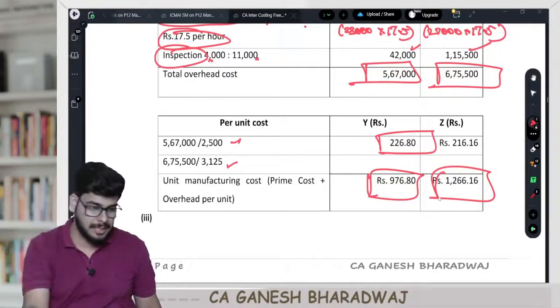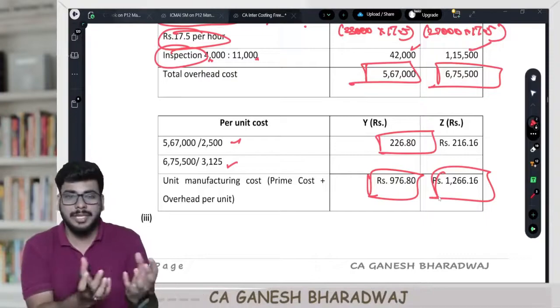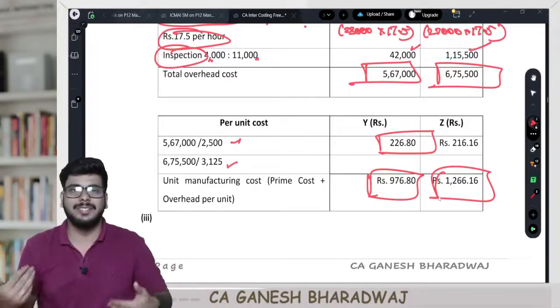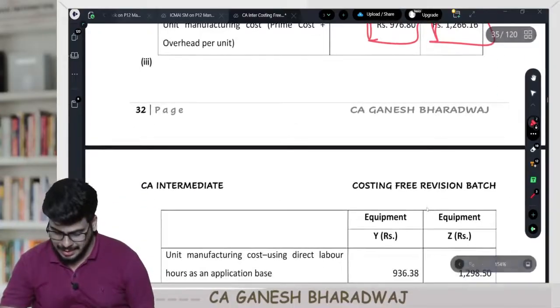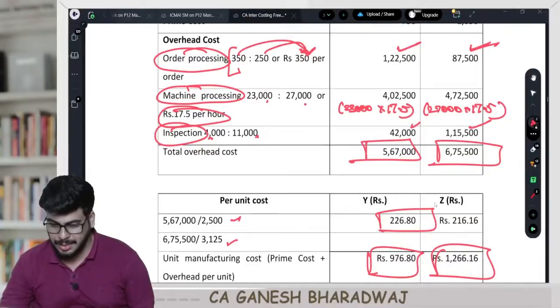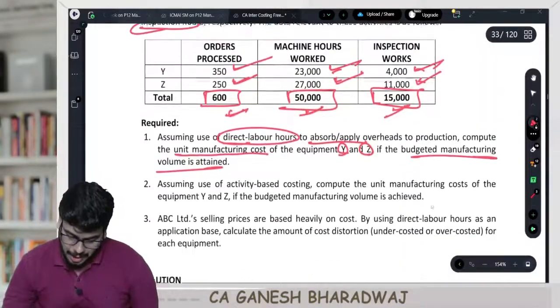This is very simple. The issue only is that you need to understand why we are doing ABC. Once you know that, it is going to be a cakewalk. Clear with this? Done, guys? Are you all able to understand this? Right? What is the next part of the question?